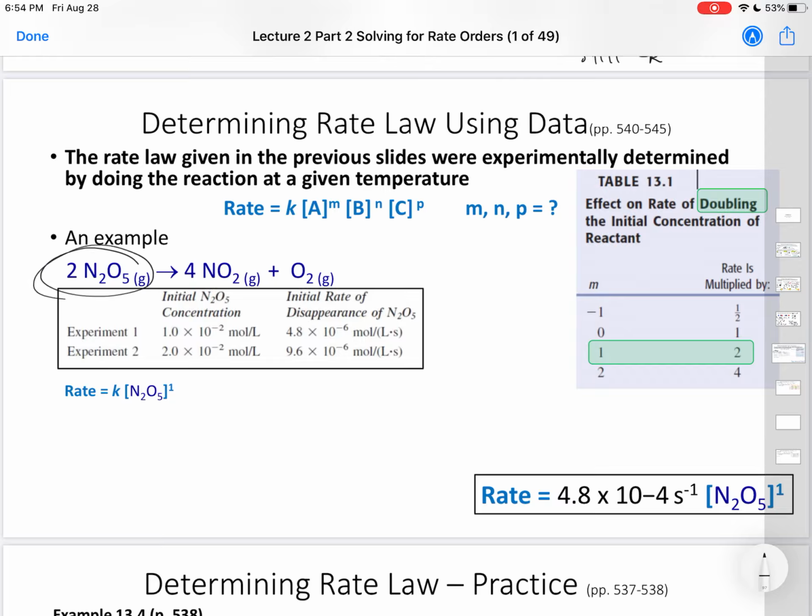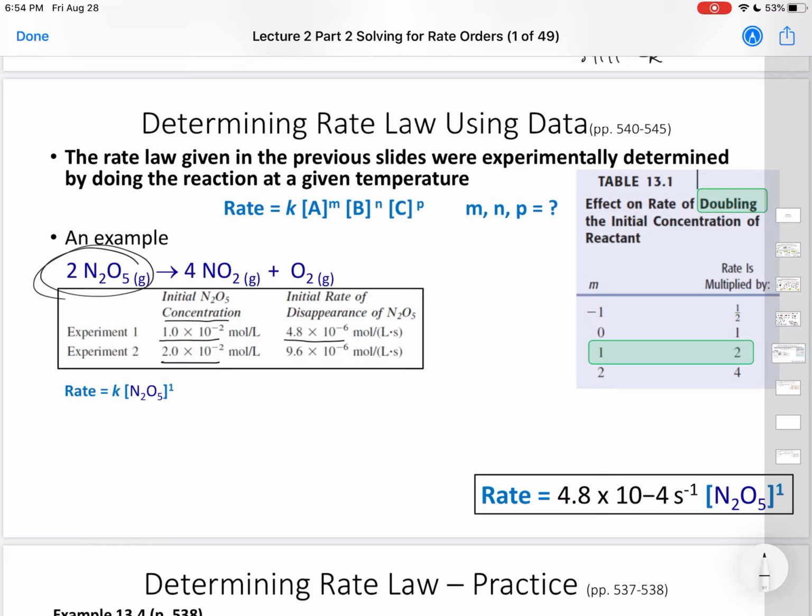In experiment 1, the concentration of my reactant, N2O5, is 1 times 10 to the minus 2 moles per liter. With that concentration, the rate is 4.8 times 10 to the minus 6. Now, if you're thinking, how will changing the concentration affect the rate? The first thing you should do is say, I'm going to do a second experiment, and I'm going to change the concentration. So that's exactly what you've done here.